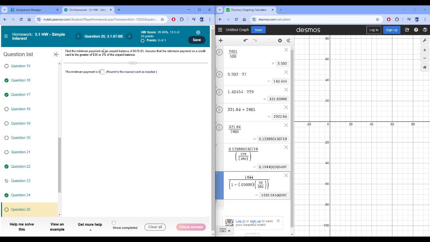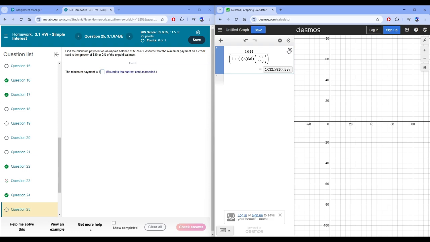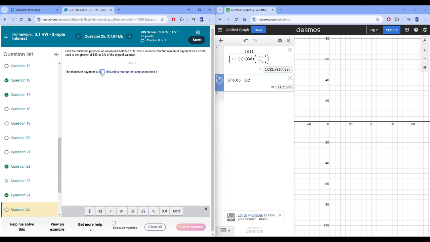All right. So the minimum payment on an unpaid balance of that, assume the minimum payment on the credit card is the greater of 30 or 2% of the unpaid balance. So first, let's find out what 2% of it is. That's going to be 576.36 times 0.02, which gives us $11. So since $30 or 11 is the greater of the two, we're going to have to go with $30.